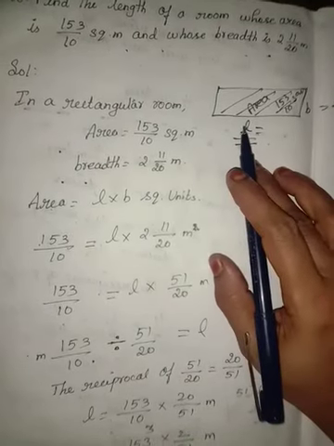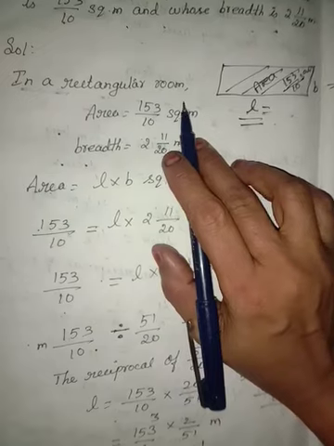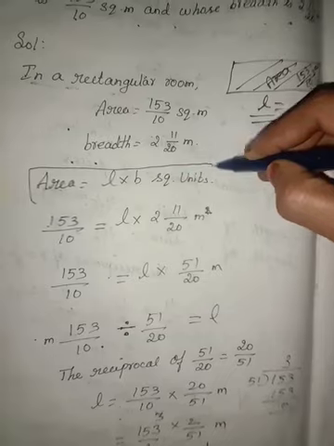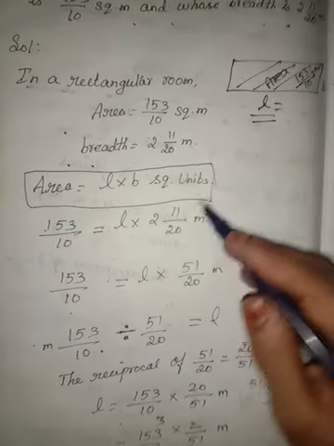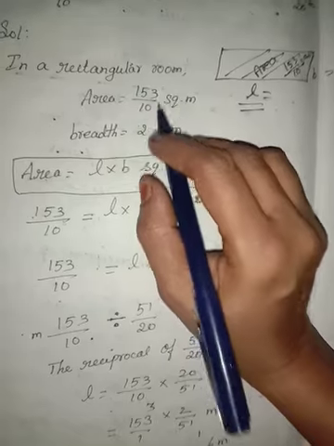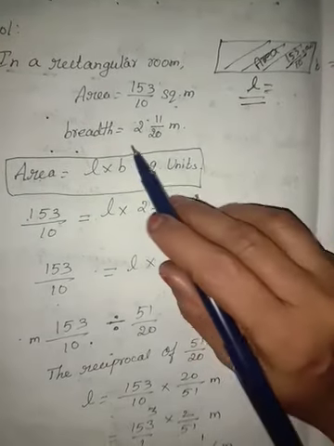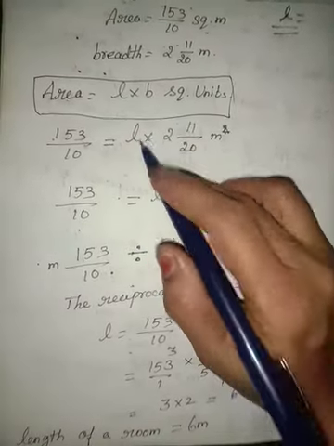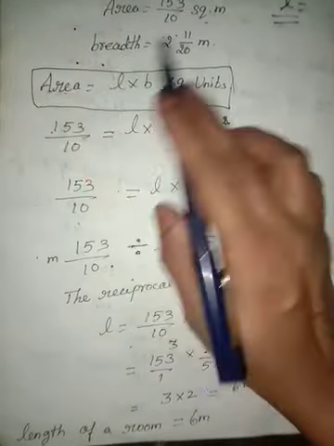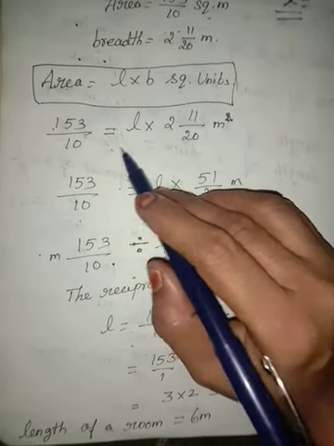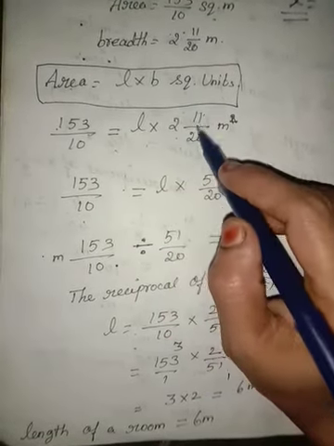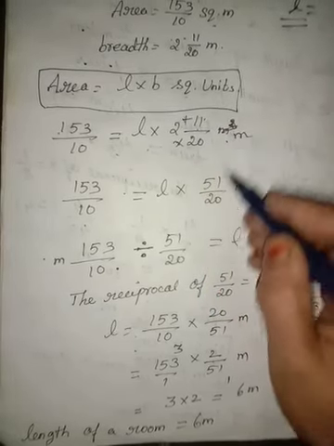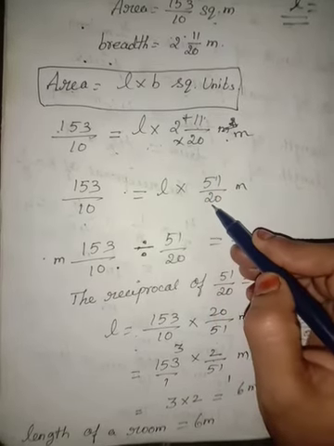The room is a rectangular shape, so I am taking the formula for a rectangle, L into B. Given area is 153 by 10 square meter, breadth is 211 by 20 meter. Substituting in the formula, area equals L into B: 153 by 10 equals L into 211 by 20. It's a mixed fraction, so convert it into an improper fraction. Now we get 51 by 20.